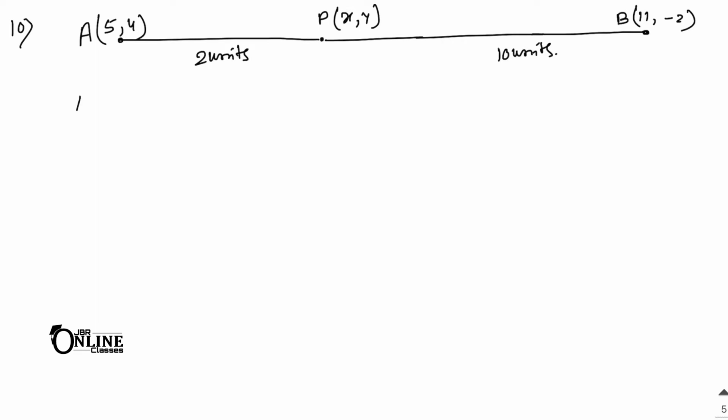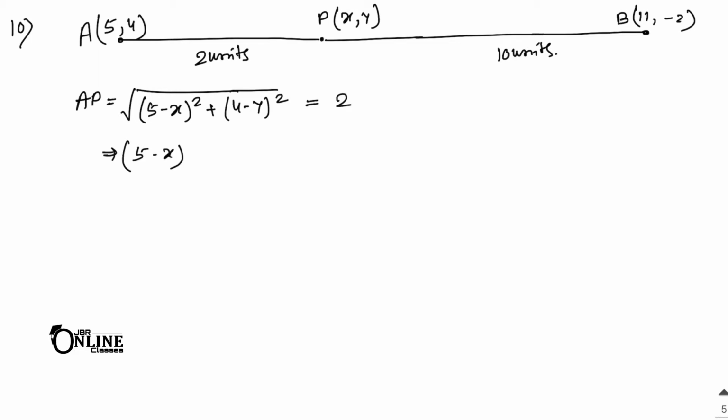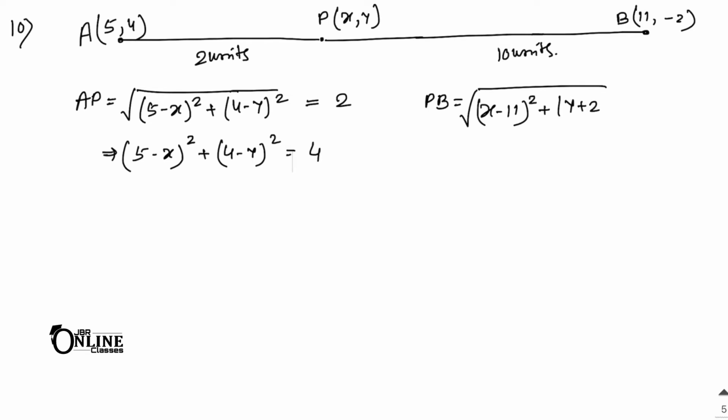So as AP equals 2 units, first you have to find the length of AP, that is root over (5 minus x) whole square plus (4 minus y) whole square, that equals 2. Now squaring both sides, (5 minus x) whole square plus (4 minus y) whole square equals 4. Similarly PB equals root over (x minus 11) whole square plus (y plus 2) whole square, that equals 10. Now squaring both sides, (x minus 11) whole square plus (y plus 2) whole square equals 100. Okay.